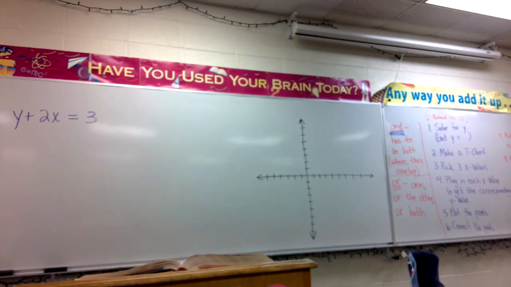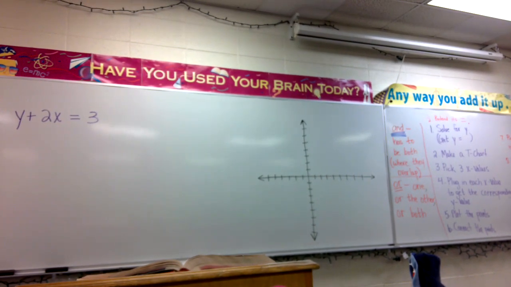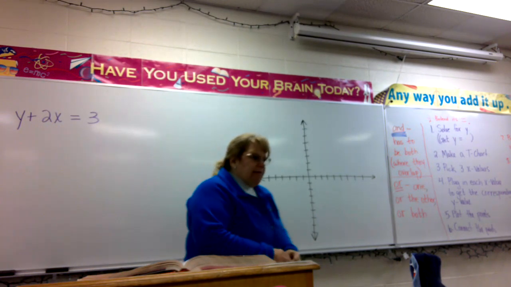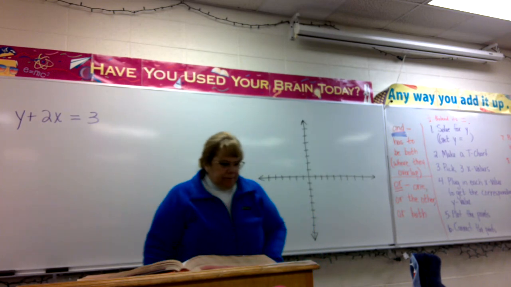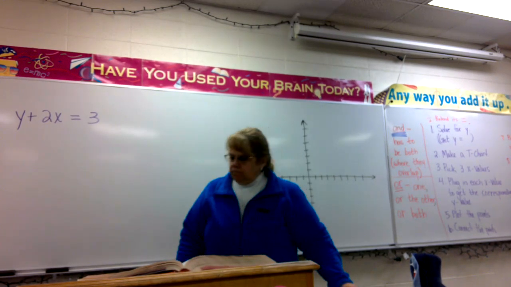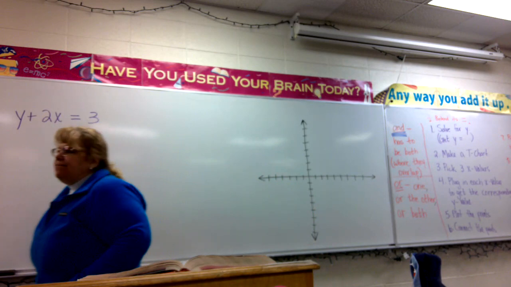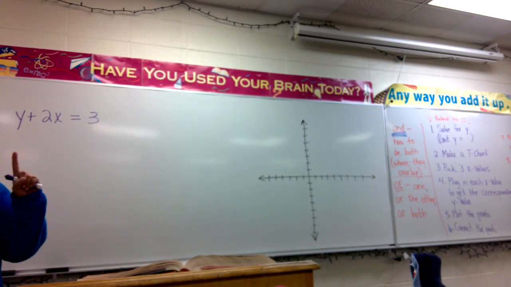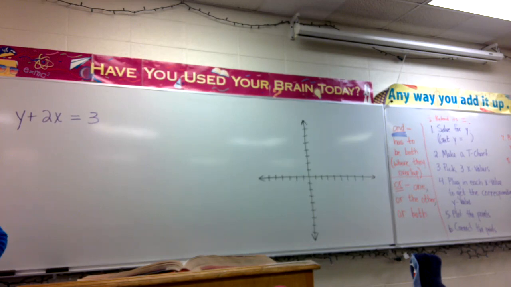So, today, I would like to go over graphing a line. Let me remind you, the last couple of days we've been graphing with one variable, right? One variable, the graph is just a number line, one direction. Yes?